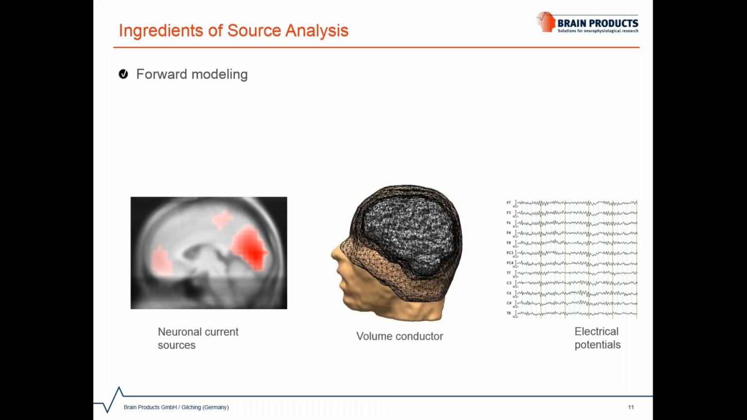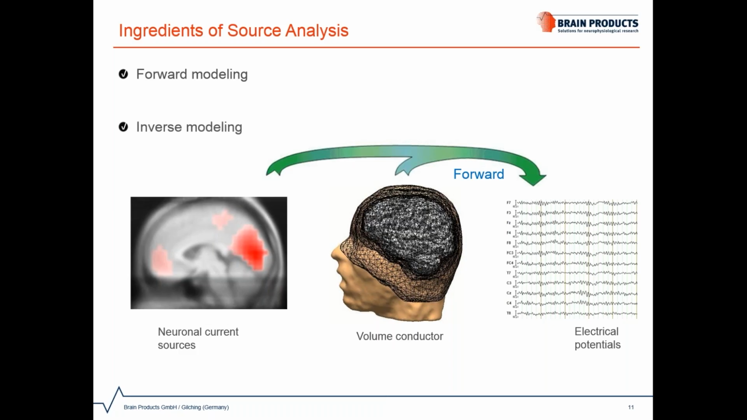This volume conductor is basically a region or volume of the tissues inside the head. Each tissue of the head is electrically conductive and it acts as a transporter of electromagnetic fields from the neuronal current sources towards the measuring electrodes. So, determination of this field is what is known as the forward problem.